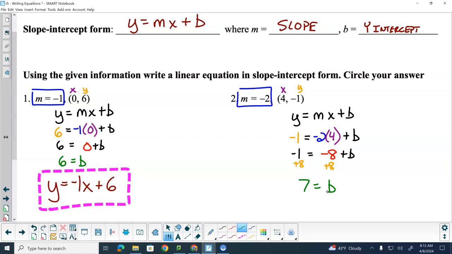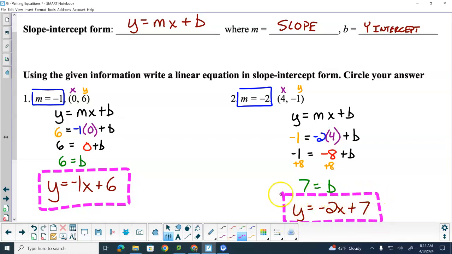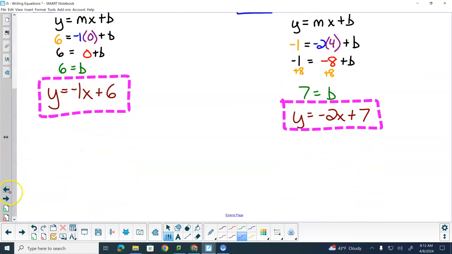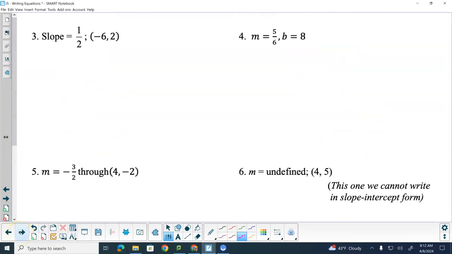Misty, can you put it all together for me now? Y equals -2x plus 7. Love it. We're on that page. All right. You do the next 6. Yes, you're doing 3, 4, 5, and 6. Go for it. Kyle, we're up to you.